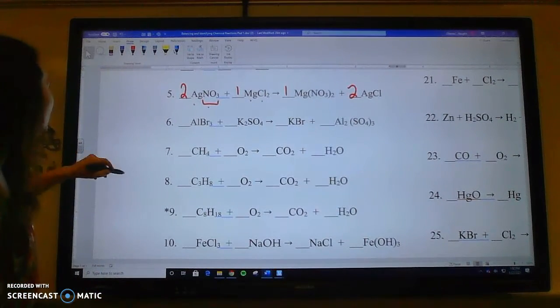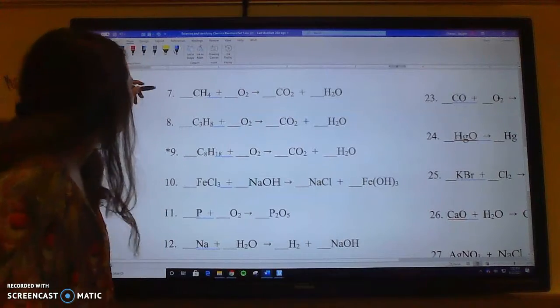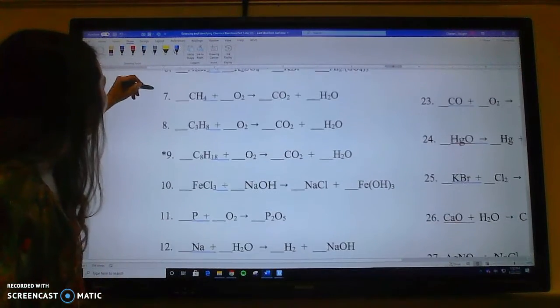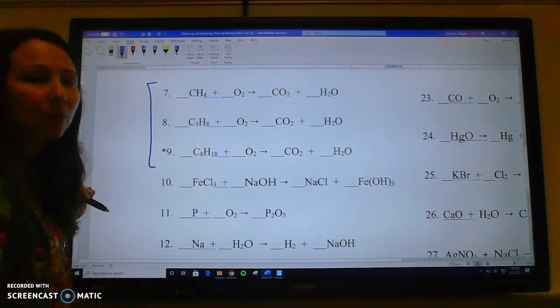And then the last one I want to do is number 7, because that's a little tricky. Then 7, 8, and 9. By the way, 9 has a star beside it because it's going to be a little harder. You can actually skip that one if you want.